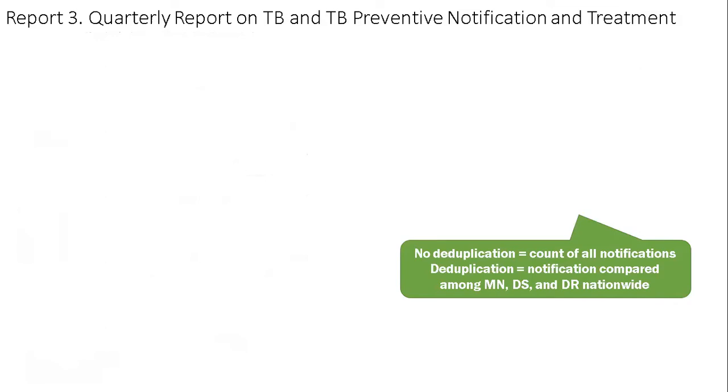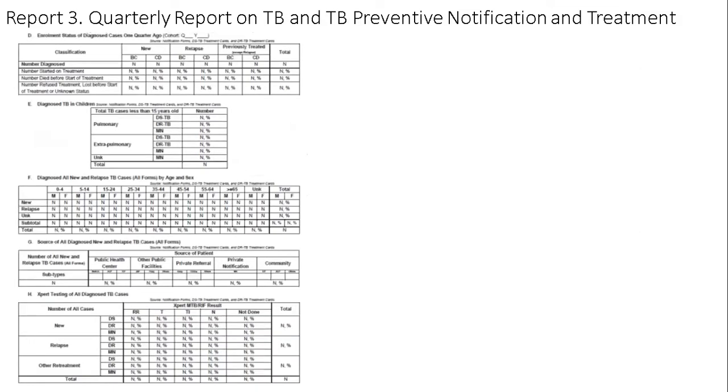For part D, enrollment status of diagnosed cases 1 quarter ago. Part E, diagnosed TB in children. So we classify whether it is pulmonary, extrapulmonary, unknown, and how many are DSTB, DRTB, and then our mandatory notification. Part F, these are all forms by age and sex. So it is like a summary, easier to look at.